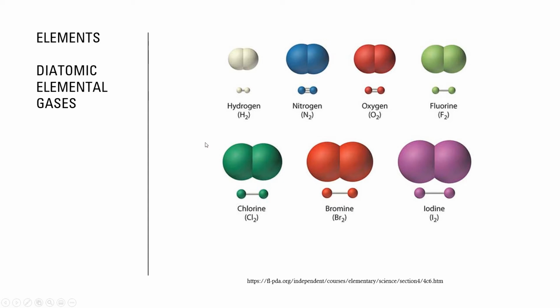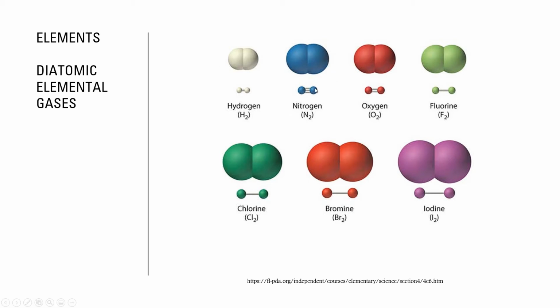Now next, I just wanted to show you a bunch of elements that exist as gases at room temperature, and most of these are gases. There might be 1 or 2 that are liquids, bromine in particular. But what we say is that these are all diatomic elements.